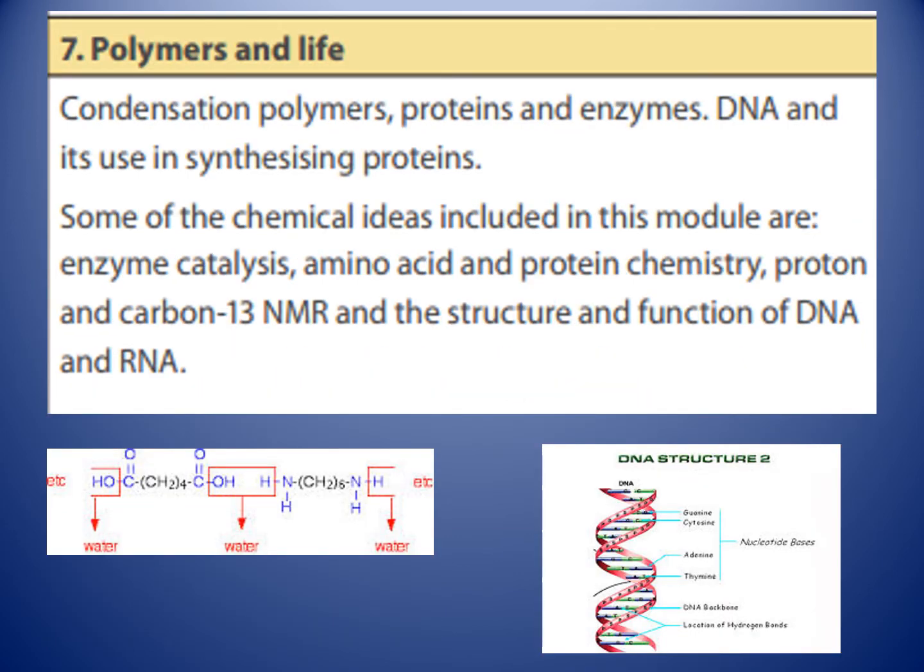The Polymers and Life unit in the second year has quite wide overlaps with the biology A-level. We learn more about the chemistry of biological molecules, about amino acids and how they form proteins. And we look at the chemical structure of biological molecules like DNA. We also look at new spectroscopic techniques called nuclear magnetic resonance that allow us to understand more about the shapes of molecules and how we know which atoms are bonded to which.